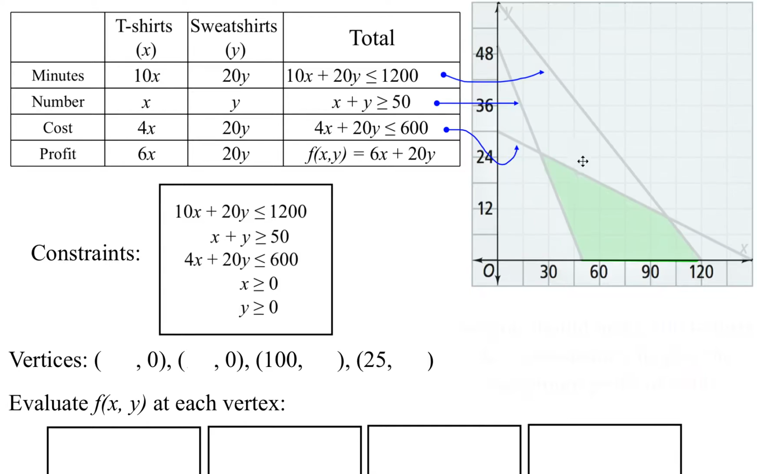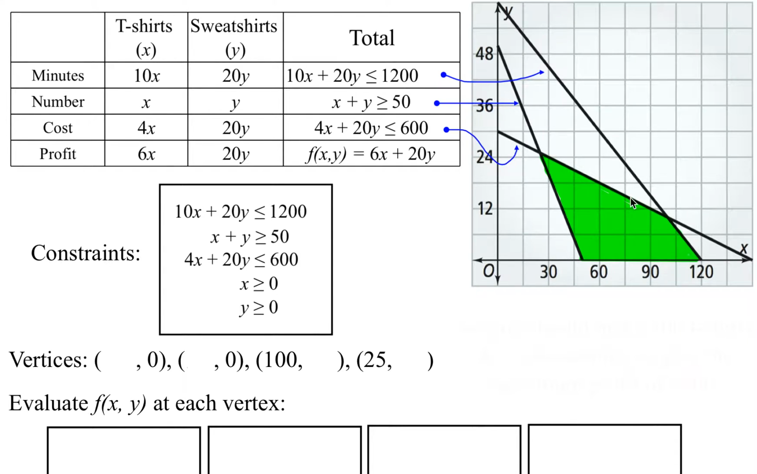All right, I have graphed those for you. Here is your feasible region, shaded in green here. And I've also labeled each of my constraints. All of them are solid lines because they can equal anything on there. And so now we have our region graphed.